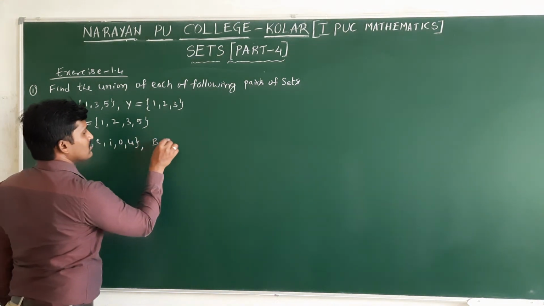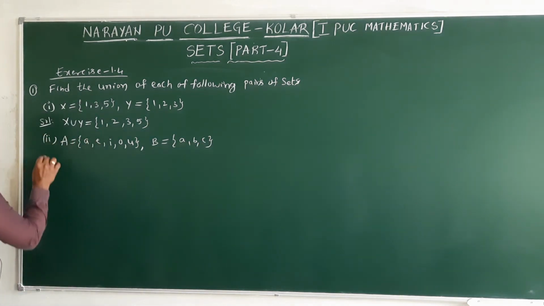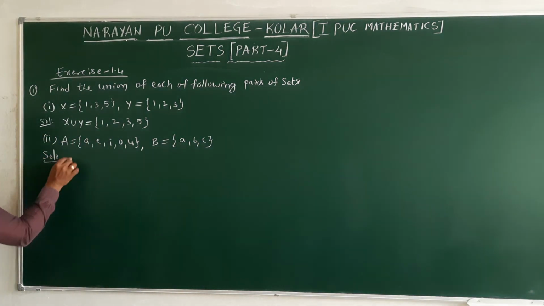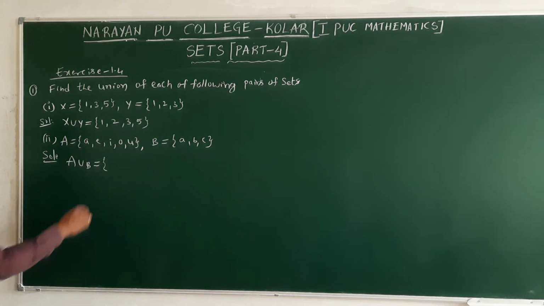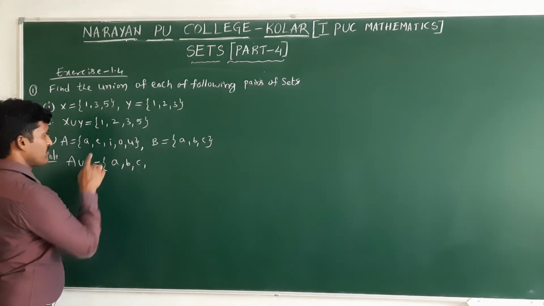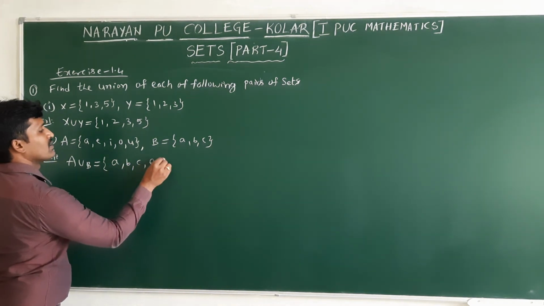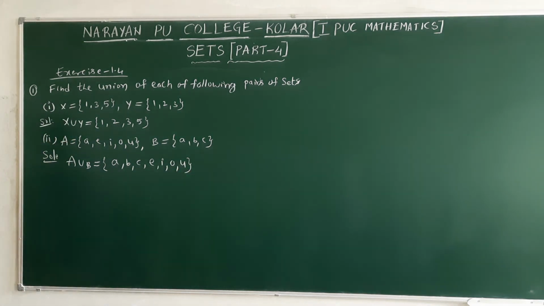Second one, A equal to set of A, E, I, O, U. B equal to set of A, B, C. Here we need to find A union B. Let's combine both. What will we get? A, next B, C, E, I, O, U. Repeated ones only taking once. Remaining, we need to write all the elements present in A and B both.